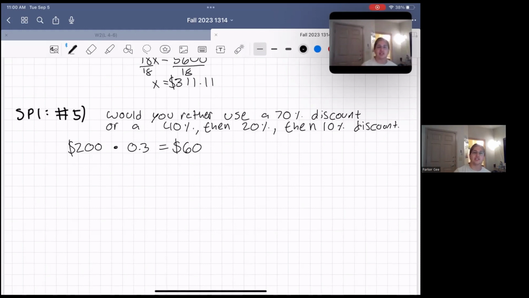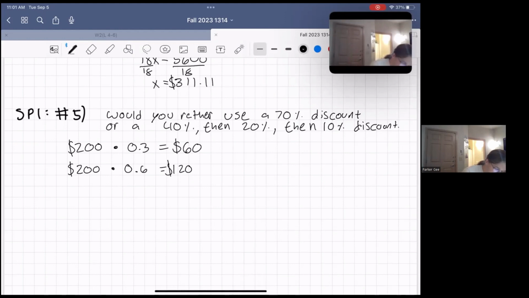Now we're going to compare it to our 40%, then 20, then 10% discount. We can use the same $200 times, well, now we're going to use 40%. So you're left with 60% of the original price. So I'm going to do times 0.6, which is equal to $120.